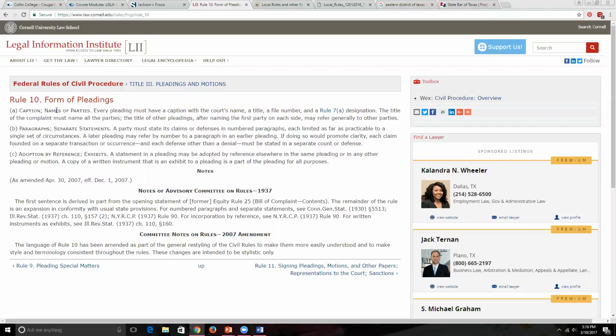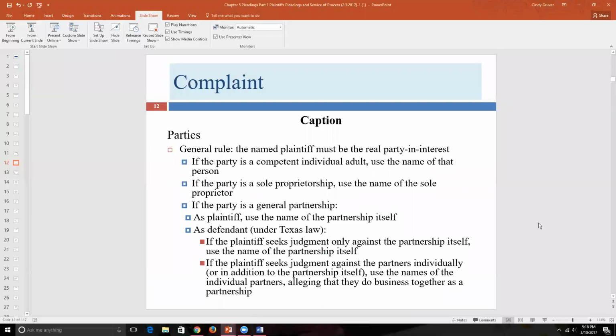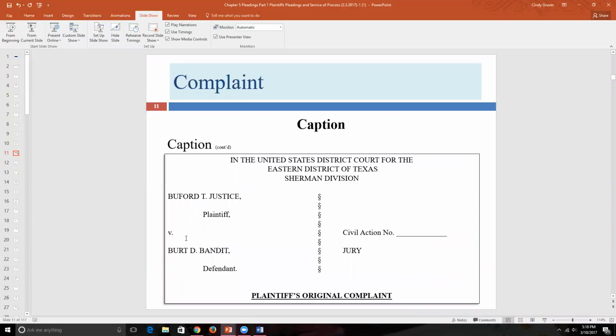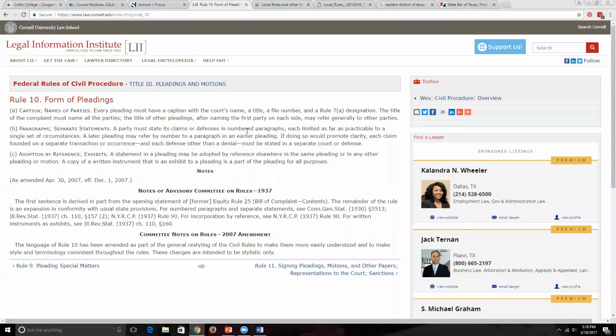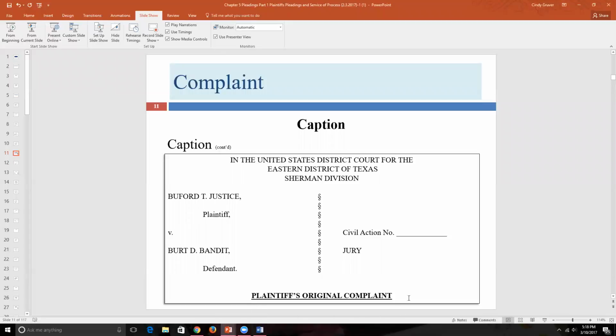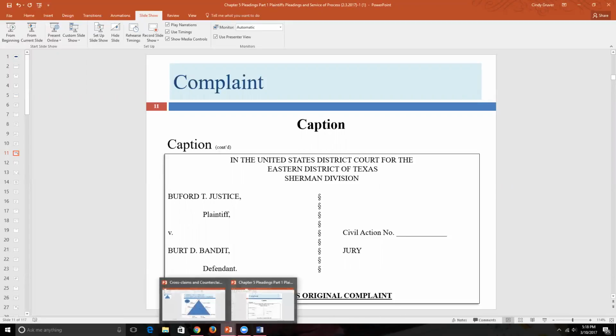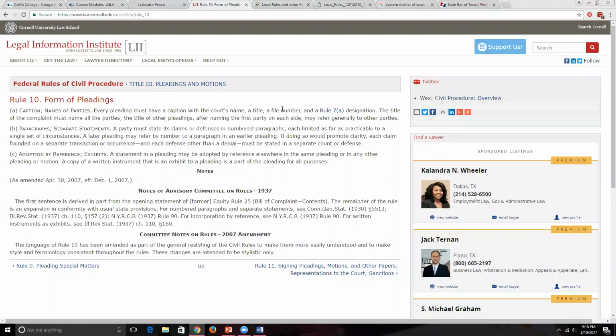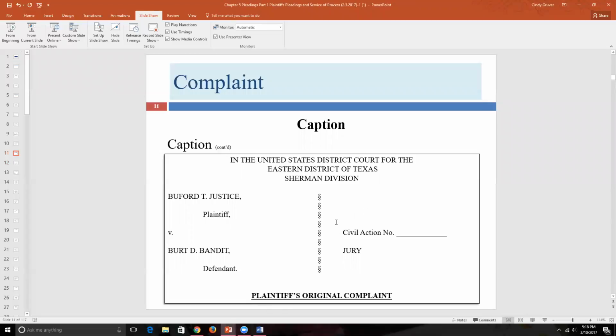So we have Rule 10, caption, names of parties. Every pleading must have a caption with the court's name. Going back here, when they say court's name, they're talking about this, the U.S. District Court for the Eastern District of Texas, Sherman Division. A title, and that's here, Plaintiff's Original Complaint. A file number. We don't have that here yet, but this is what will be stamped by the clerk, electronically stamped in the case of electronic filing, right here.